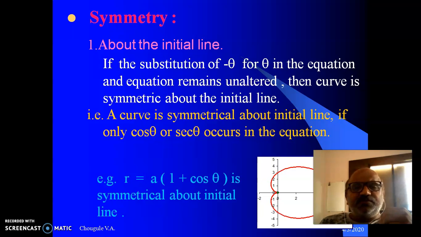The first point is symmetry. Symmetry about the initial line: if we replace theta by minus theta and the equation remains unchanged, then the curve is called symmetric about the initial line. That is, a curve is symmetric about the initial line if the equation contains only cos theta or sec theta. For example, r is equal to a cos theta, or r equals a into bracket 1 plus cos theta, is symmetric about the initial line. Here it is the initial line, here it is the pole.